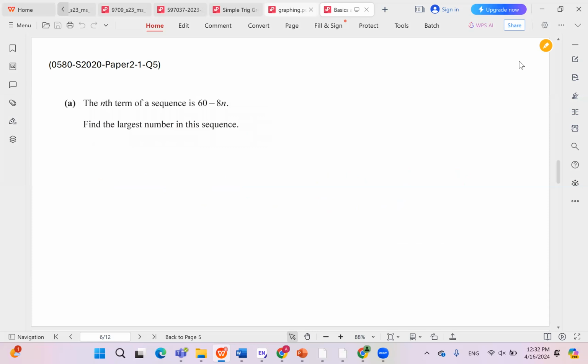The nth term of a sequence is 60 minus 8n. Find the largest number in the sequence. So the largest number here is obtained by figuring out what the constraints of n are. So we said that n must be greater than 0 because n cannot be negative and it cannot be 0. The first term is 1. So the smallest value of n is 1. You can actually rewrite this as n is greater than or equal to 1, remembering that n cannot be a decimal. It can be either 1 or 2 or 3 and so on and so forth.